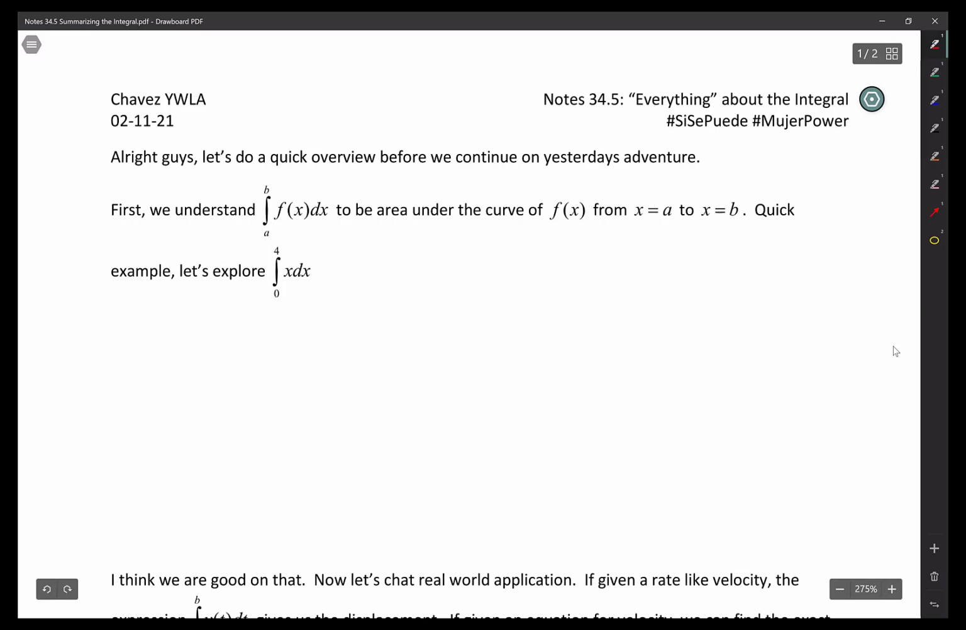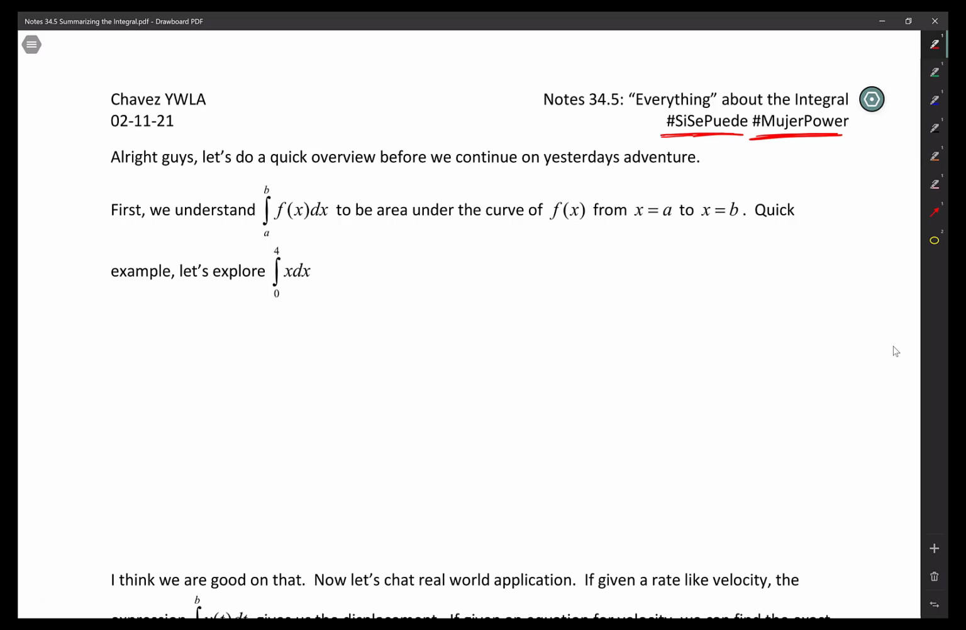All right, so hopefully you like my hashtags. It's a tribute to the class of 2018. These are the hashtags that they wanted on their AP Calculus banners, so those are the hashtags that I went ahead and decided to put in there. I put Si Se Puede and Mujer Power. In case you don't know Spanish, Mujer means girl power. But we're in San Antonio, so I would hope that you know that. But in case you don't, now you know.